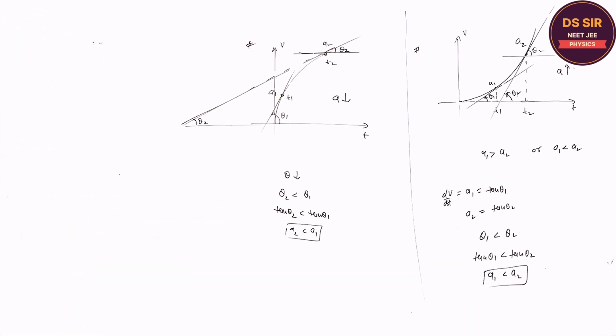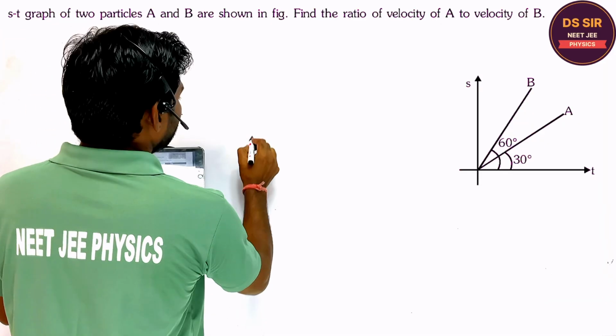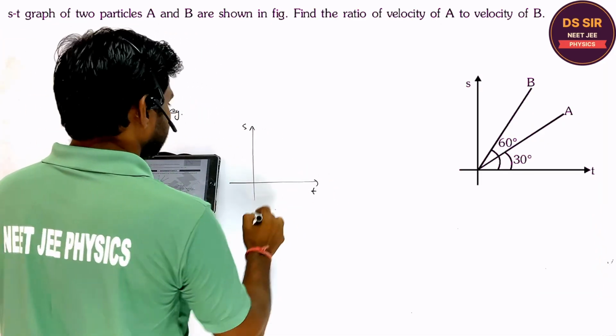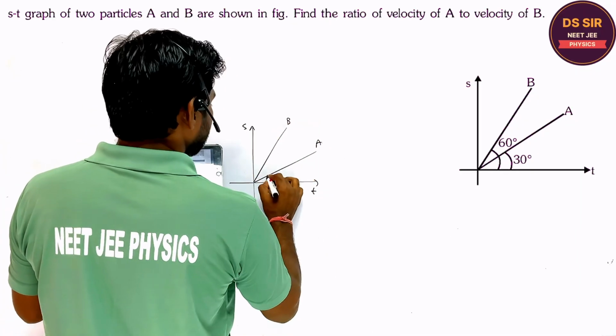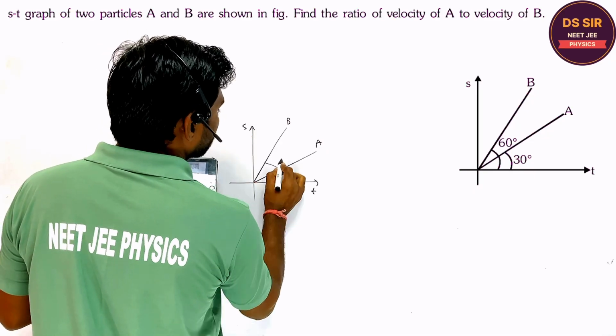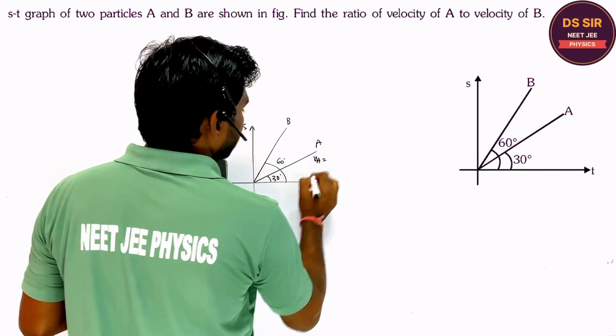Yes, copy this. So read this question. In this question, the ST graph of the two particles A and B is given. This is S and this is T. This is the particle A, this is the particle B, right? This angle is 30 degrees and this complete angle is, say, 60 degrees, right? So what is the velocity of A?